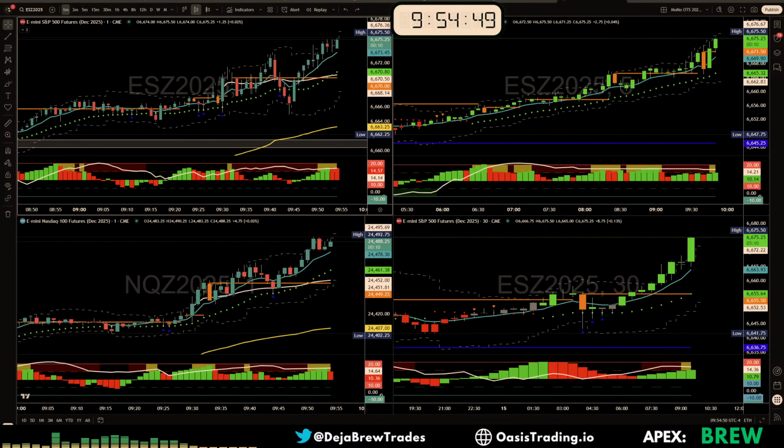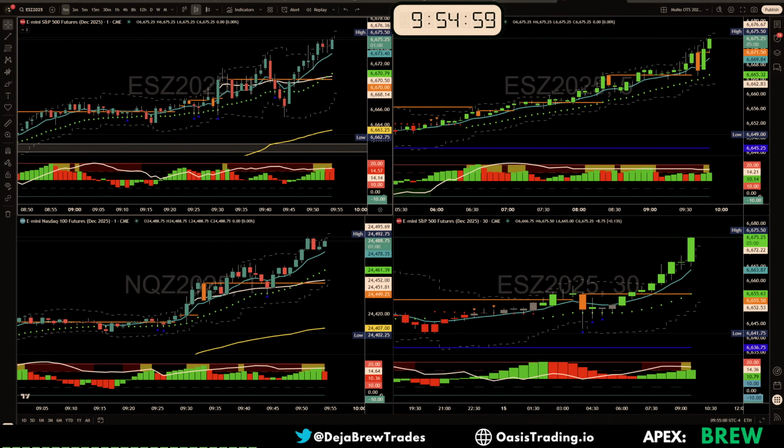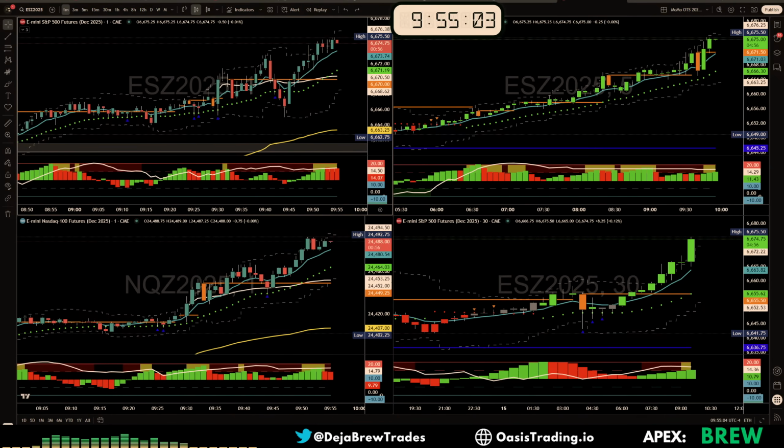And then on the other side of the coin, if you're betting on a small breakout of the 30-minute high, that has been happening every single candle. So the probability of that happening is pretty high.